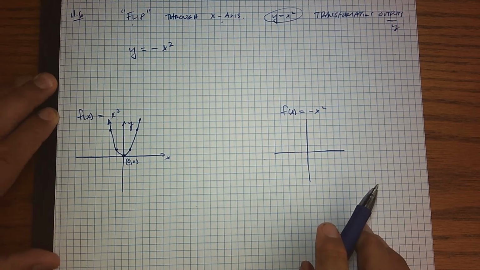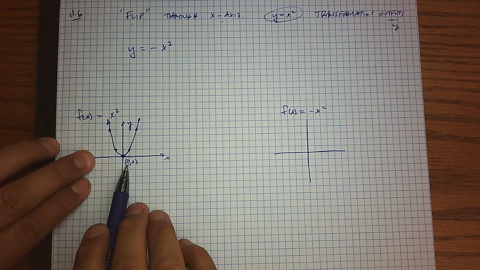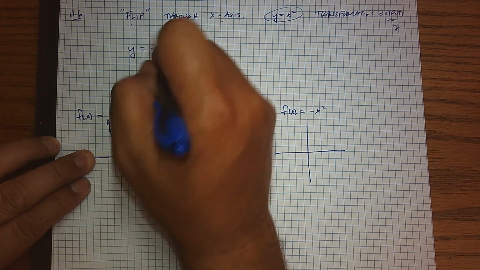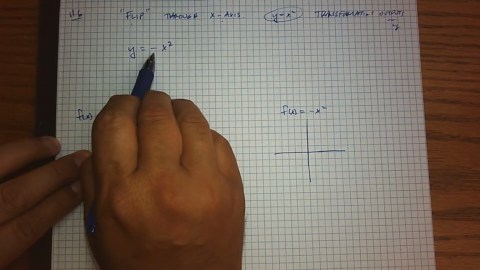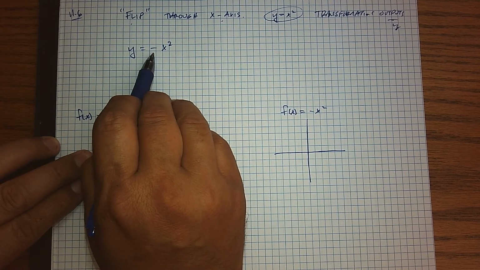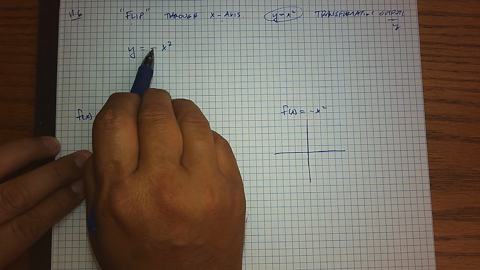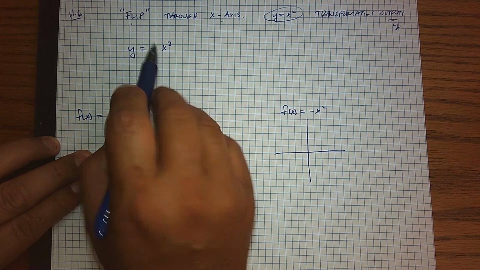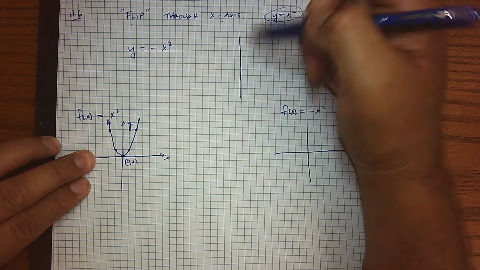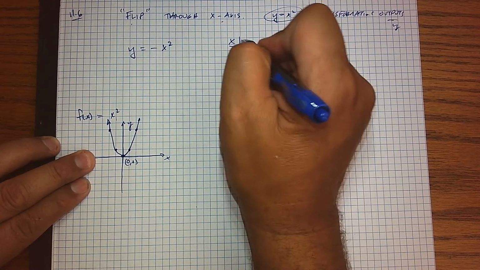To cut to the chase, here's our basic function, y equals x squared. That's the one we've been transforming. But now what we're going to do is take the x squared and multiply it by -1, or just put a negative in front. We're taking the opposite of x squared. So what this is going to do is take all my y values and create their opposite.